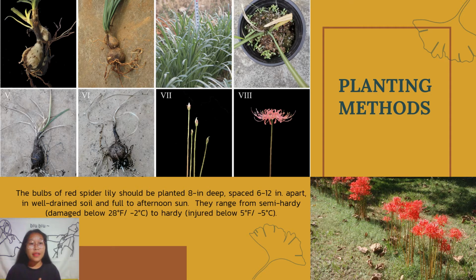In areas with hot summers, as container plants they tolerate full sun. The bulbs of red spider lily should be planted 8 inches deep, spaced 6 to 12 inches apart, in well-drained soil and full to afternoon sun. They range from semi-hardy to hardy, planted in flower gardens and lawns, virtually pest and disease-free. They are resistant to deer and attractive to butterflies and hummingbirds.